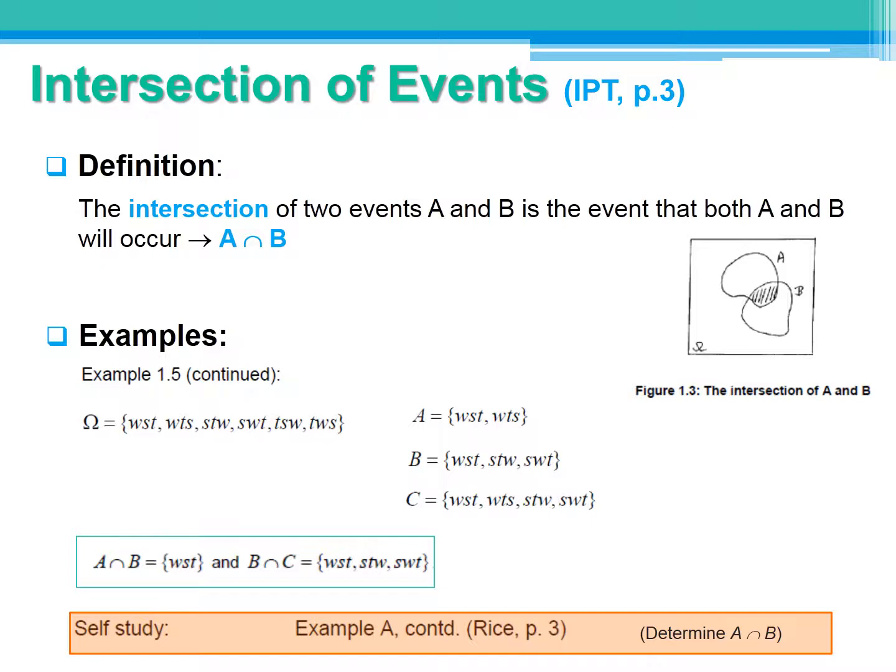So continuing from example 1.5, to get the intersection of events A and B, there was only one outcome that they had in common. It was WST. So the intersection of A and B will consist of only that one outcome. If we look at the intersection of B and C, they had this outcome in common, also STW and SWT. So the intersection of events B and C will consist of these three outcomes. And again, there is another example on page 3 of Rice that you can work through.